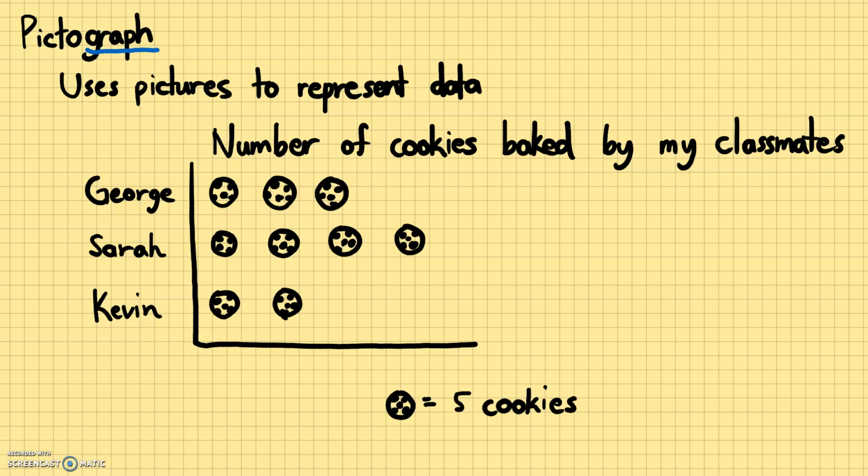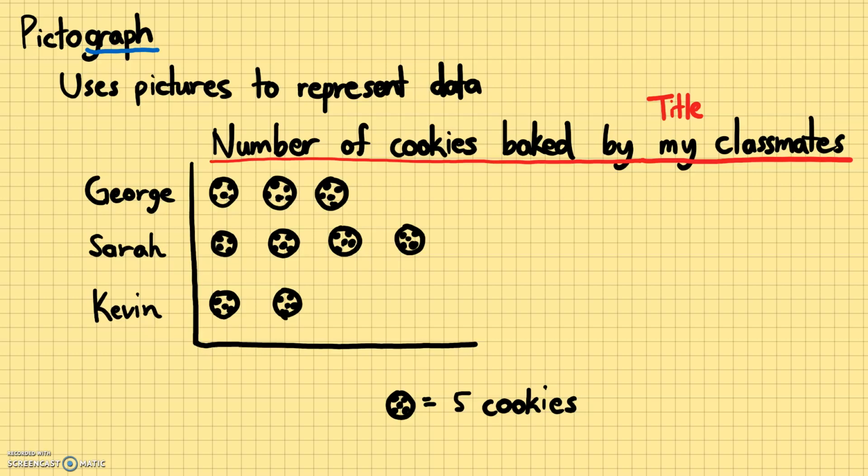Okay, so first of all, we have this right here. Number of cookies baked by my classmates. So this is called the title. And the title tells us what this pictograph is about. So it's giving us information on how many cookies were baked by my classmates. Okay, so you can know what this pictograph is about by the title.